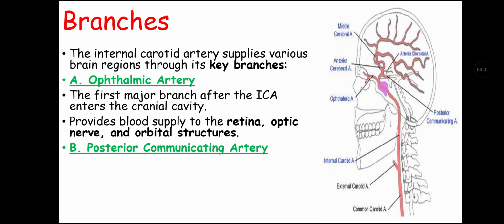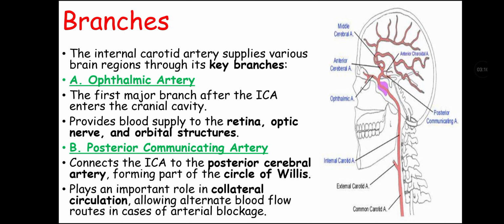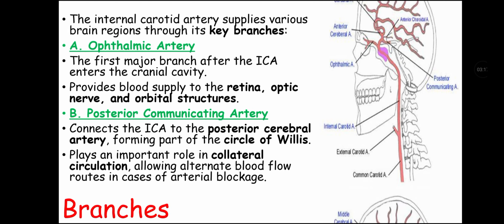Second branch is posterior communicating artery that connects internal carotid artery to the posterior cerebral artery and form part of circle of Willis. It plays important role in collateral circulation, allowing alternate blood flow routes in case of arterial blockage.